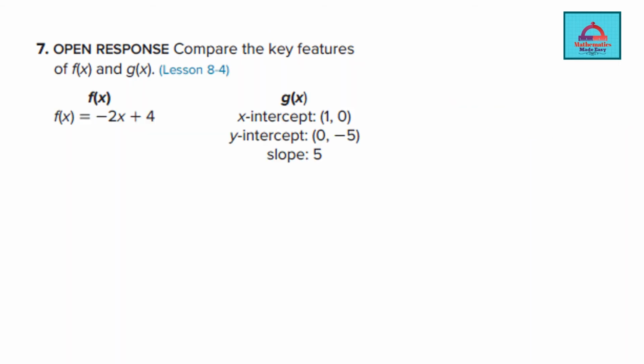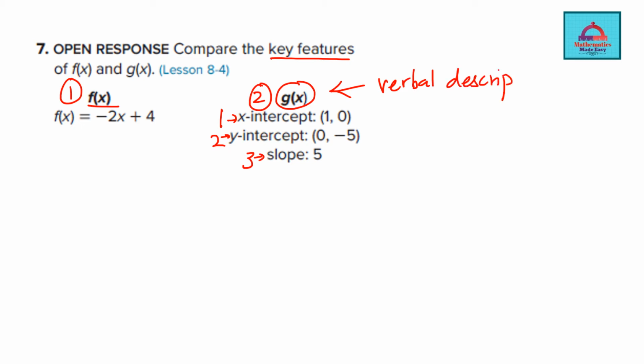Here you need to compare the key features. Now this question doesn't really mention which key features you need to find, so we'll find quite a few of them. Because for g(x) you're already given 1, 2 and 3 features, we are going to compare them using the 3 features for f(x) also. The first function which is given is f(x), the second function which is given is g(x). For g(x) you are given a verbal description already of its features, so nothing more you need to do here. The slope is given, the x-intercept, the y-intercept, so we are going to do the same thing for this function.